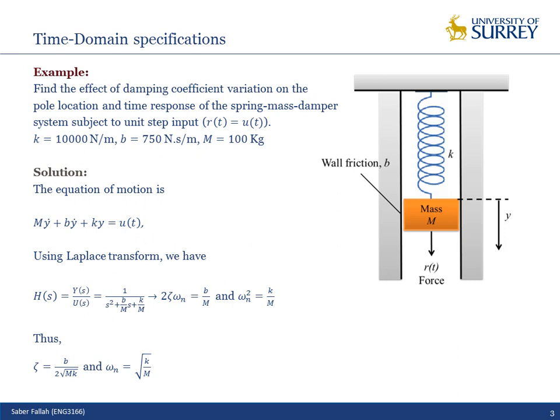Correct? So let's give it a try. The question is about the damping coefficient variation. I will change the damping coefficient parameter, and we'll see how the damping ratio and natural frequency will change. As I see, the natural frequency is not a function of the damping ratio. Correct? So changing the damping coefficient won't change the natural frequency of the system, but it will change the damping ratio. Correct? Any question?